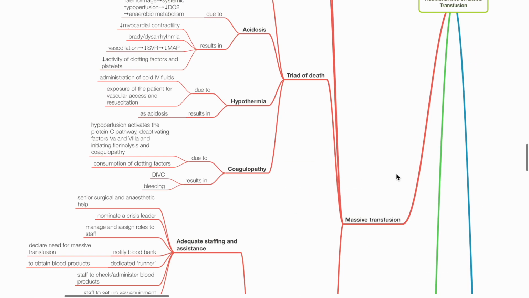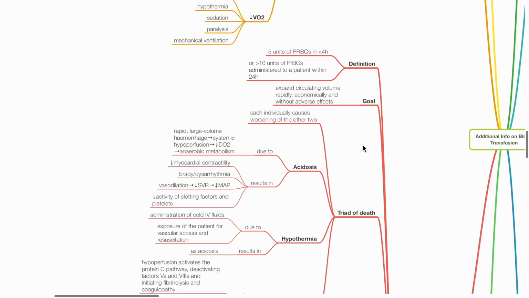Massive transfusion. This is defined as 5 units or more packed red blood cells transfused in less than 4 hours, or more than 10 units of packed red cells administered to a patient within 24 hours. The goal is to expand circulating volume rapidly, economically, without adverse effects.